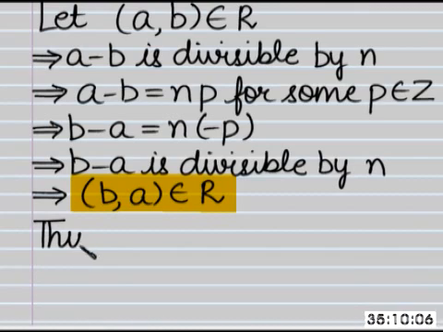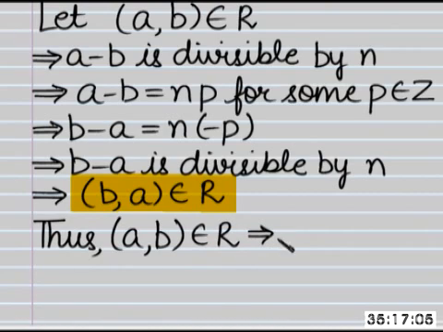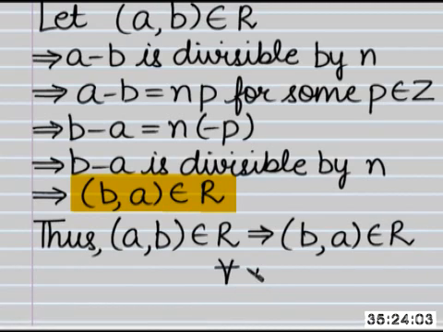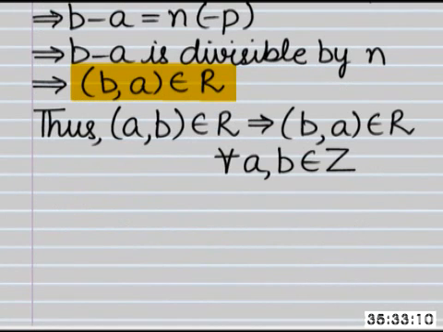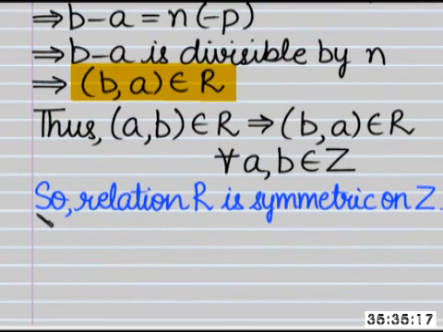Thus, ordered pair (a, b) belonging to relation R implies ordered pair (b, a) also belongs to relation R for all a, b belonging to the set of integers Z. So, it is proved that relation R is a symmetric relation on the set of integers Z.